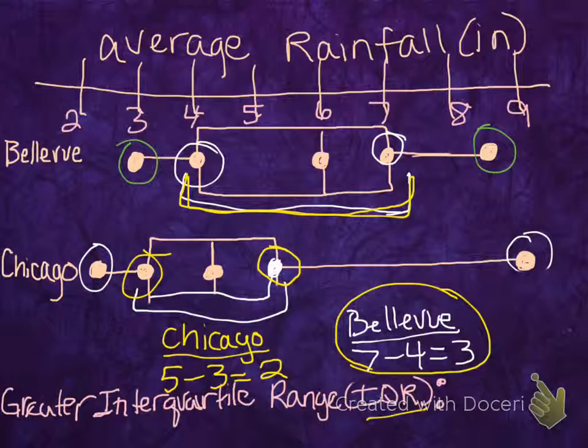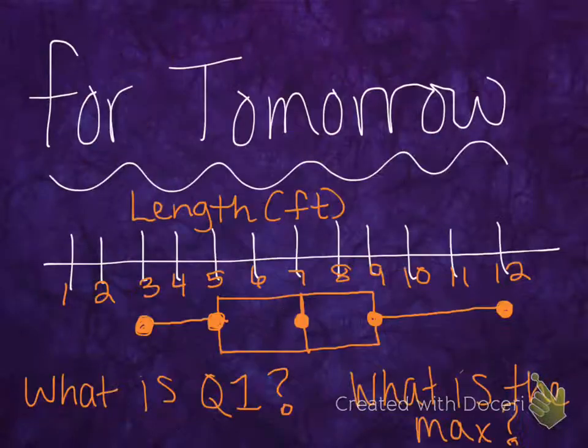All right, and that is pretty much how to read a box and whisker plot. Okay, for tomorrow, please look at this box and whisker plot and tell me what is the quartile 1 and what is the maximum.